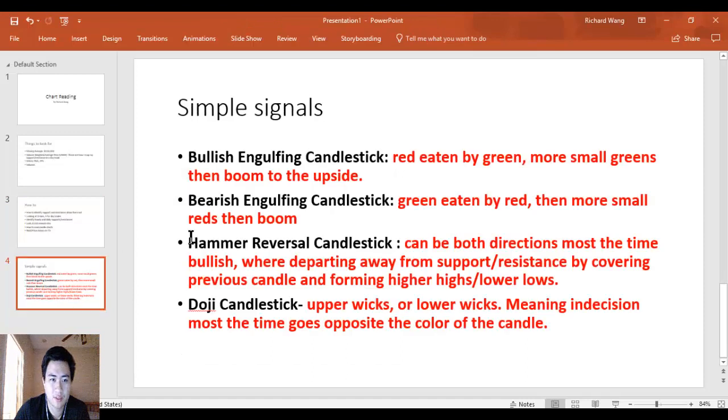Okay, this one we have very simple signals. So a bullish engulfing candlestick.